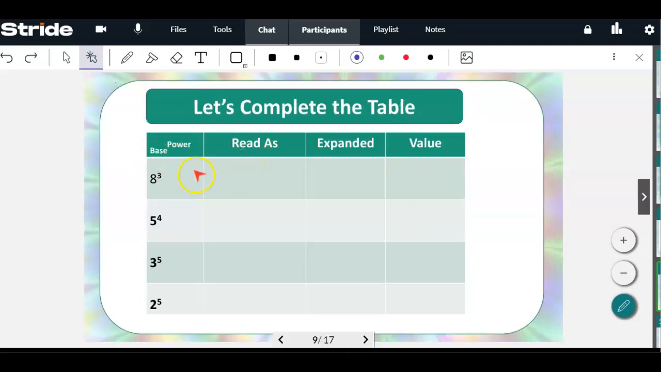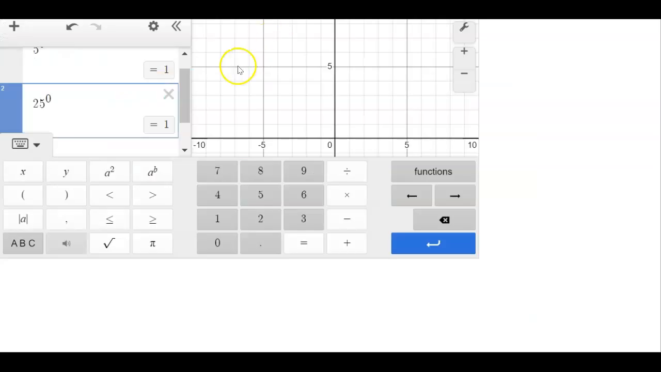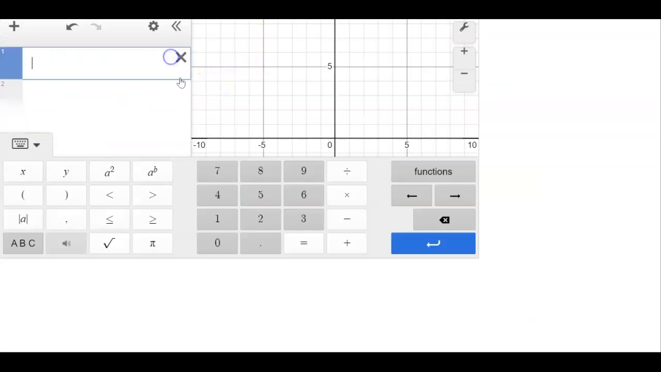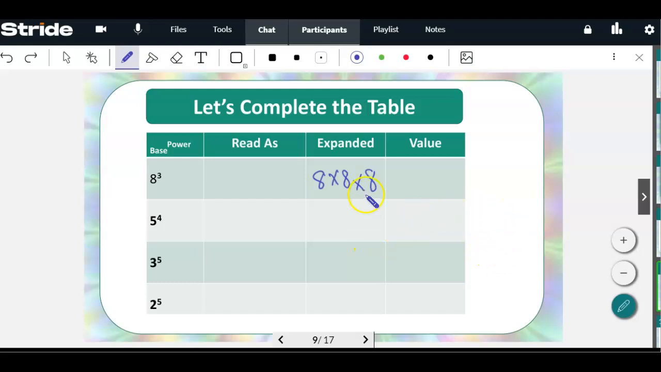So let's practice this. I'm going to do the first one, and then you can pause it and practice the other 3 on your own. This is read as 8 to the 3rd power. So expanded would be 8 times 8 times 8. And the value, I'm going to click out of these. I'm going to do 8 to the 3rd power, 512. All right, pause the video and practice the other 3 problems.